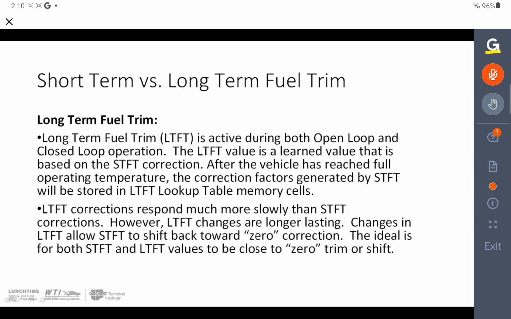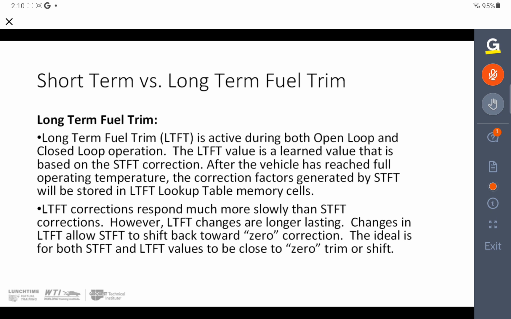Long-term fuel trim corrections work much slower than short-term fuel trim. So if you see that short-term fuel trim is immediately responding to what the oxygen sensor or air fuel ratio sensor is doing, you'll notice that long-term fuel trim will take a lot longer to actually change those numbers. The idea behind long-term fuel trim is to try to keep short-term fuel trim as close to zero as possible.